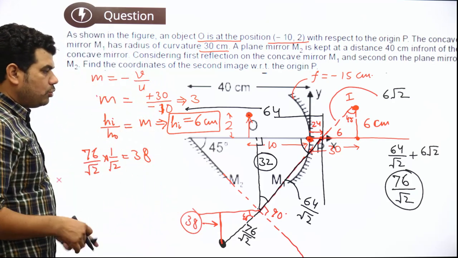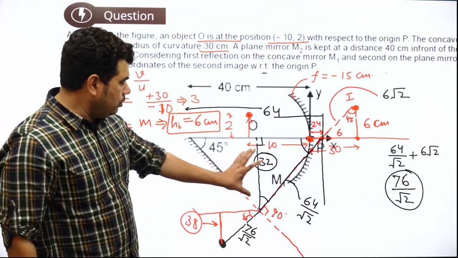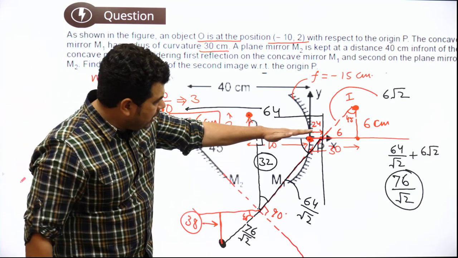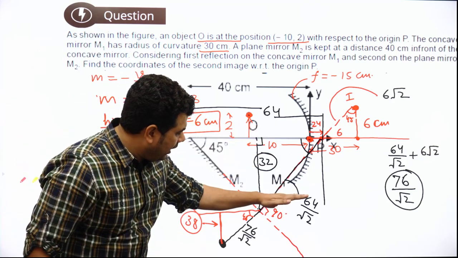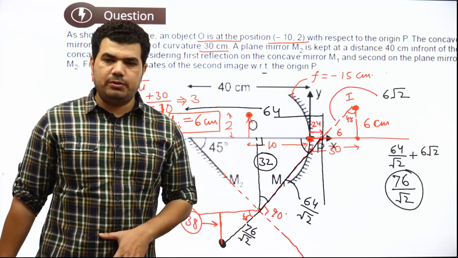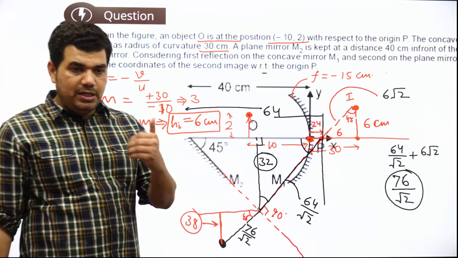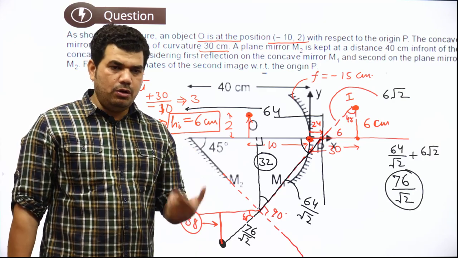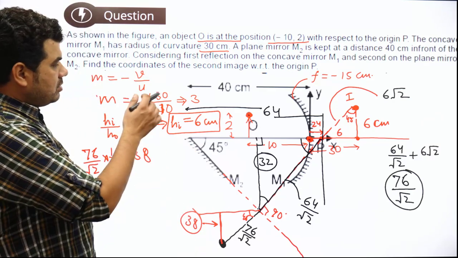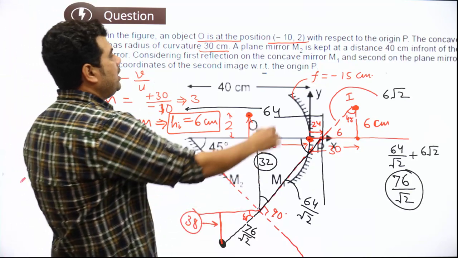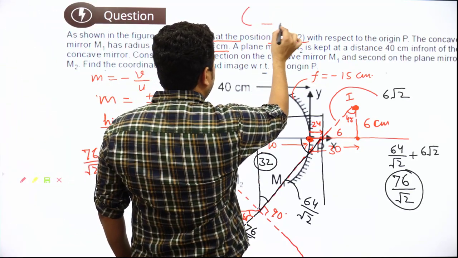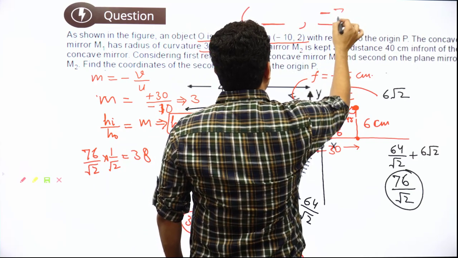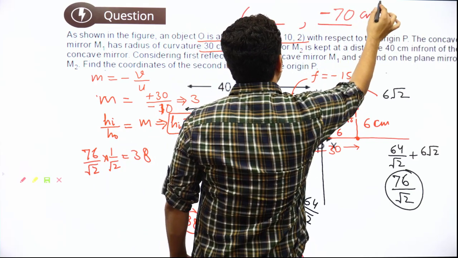Now I hope you got the answer. 32 and this is 38. Right? So with respect to this, 32 and again 38. What is it? Yes. Minus. Tell me. Minus 70 centimeter. Oh, yes. So the x, y coordinates will be, here is something, and the y coordinate is minus 70 centimeter.